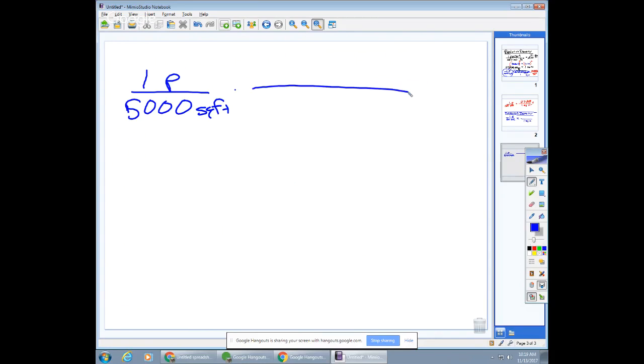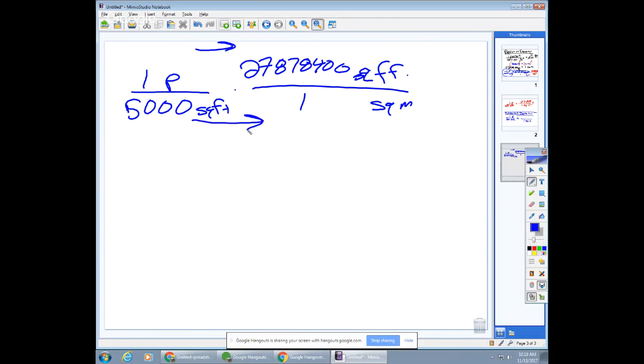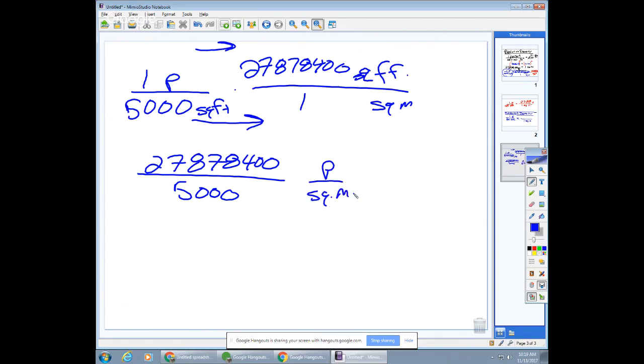I want to change that to square miles, so I have to multiply by square feet per square mile. And we calculated there's 27,878,400 square feet in every square mile. Fraction, multiply across the numerator, multiply across the denominator. So ultimately, I have to take my 27,878,400 and divide it by 5,000. And whatever that is, people per square mile. And my guess was it's going to be a little over 5,000.